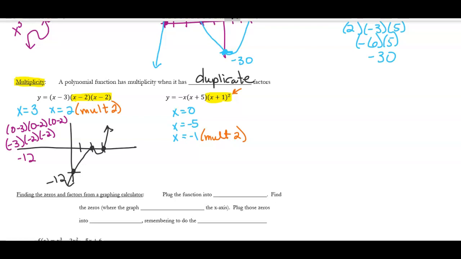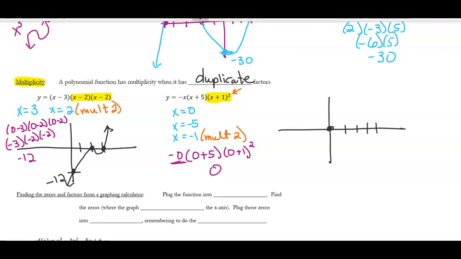Let's find our y-intercept. So negative 0, 0 plus 5, 0 plus 1 squared. And we don't really have to do anything because remember, whenever you have a 0 out front, it's going to make everything 0. So this is 0. So we know it's going to cross on 0. So my graph, I got 0, 1, 2, 3, 4, 5, -1. And at -1, it's going to bounce off. So let's go look at Desmos to make sure we understand whether it's going up, down, what are the directions, but we know it's going to bounce off at -1.